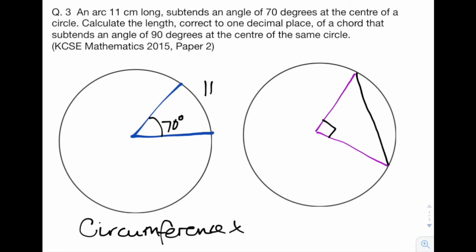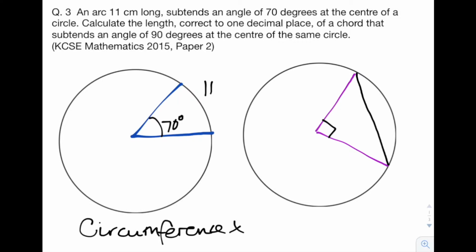This is question number 3 of the 2015 KCSE Paper 2. It says, an arc of 11 centimeters subtends an angle of 70 degrees at the center of a circle. Calculate the length, correct to one decimal place, of a chord that subtends an angle of 90 degrees at the center of the same circle.